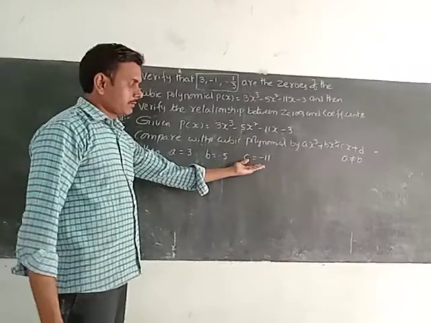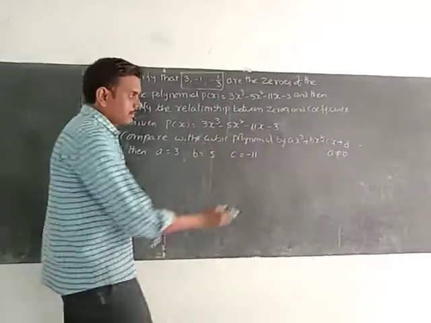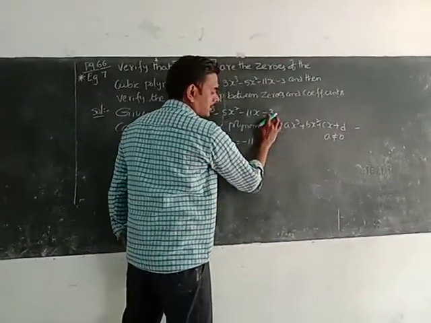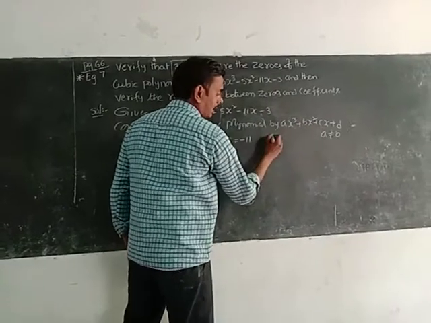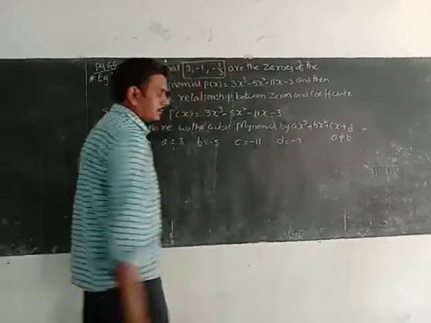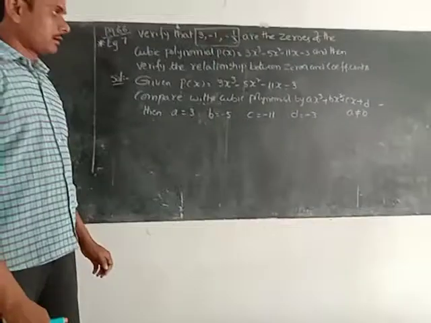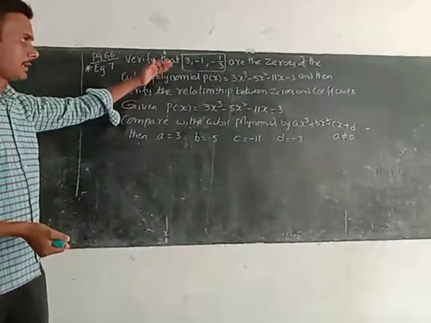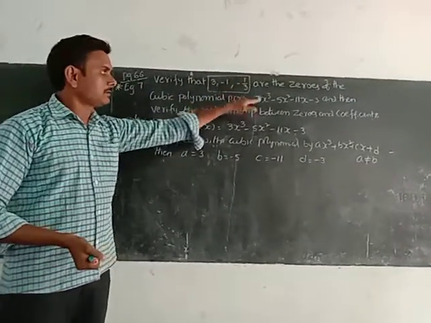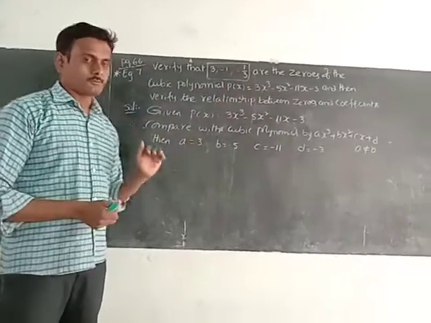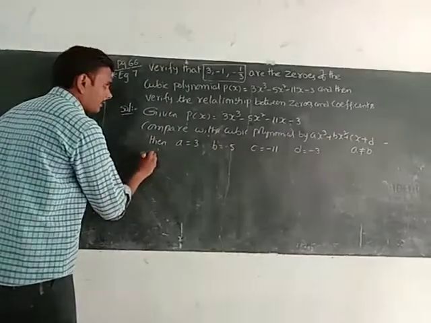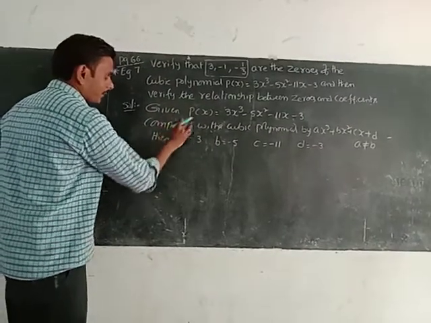Where plus, we write plus, and where minus, we write minus. Okay, the constant here is minus 3, and the constant is d, so d equal to minus 3. Now we have to check whether these three are the zeros of this polynomial or not. Okay, now p of x is this one.